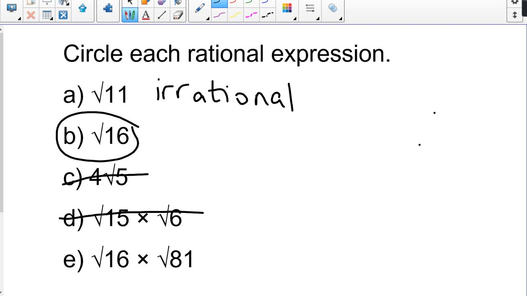Looking at the last choice, square root of 16, we already saw is rational. Square root of 16 is 4. So we have to keep looking. What are we multiplying it by? Well, we're multiplying it by square root of 81. 81 is a perfect square because we can multiply 9 by itself, 9 times 9 to get 81. So that means the square root of 81 is the whole number 9. So if these are both whole numbers, then that is definitely going to give us a rational solution. So I'm going to circle it because this one is rational.